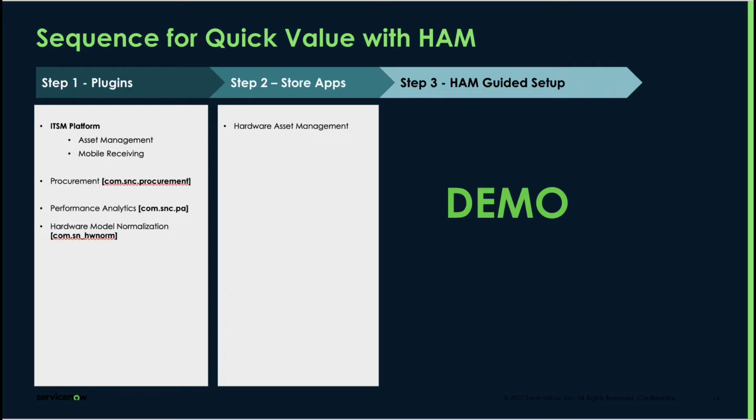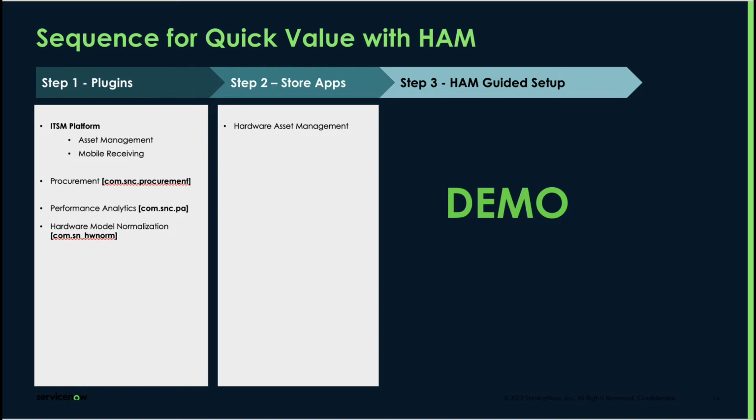So for hardware asset management to be active and start using hardware asset management, you need a ServiceNow instance. And when you have a ServiceNow instance, that is the ITSM platform, you will get a base asset management with it. The base asset management plugin provides you the base classes, the tables, and so on, which people have been customizing so far. And then it provides you mobile receiving, the capability where you can receive the asset from your mobile devices.